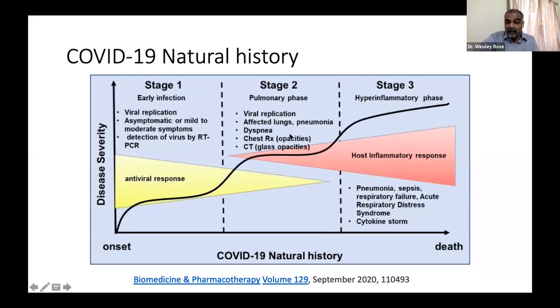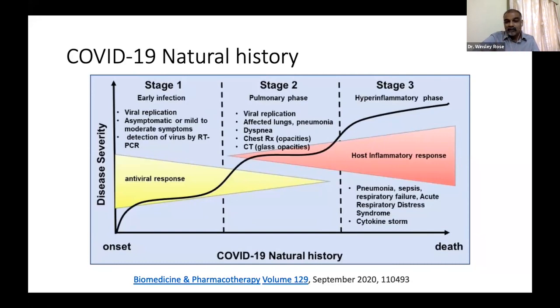Now, the first phase is about 5 days, the second phase another 5 days. So after 10 days, the virus replication has stopped. But this is when patients, if they become sick, really become sick because of the hyperinflammation that happens during this phase. This hyperinflammatory response leads to pneumonia. It affects multiple systems. It can cause a sepsis-like picture. There is respiratory failure. There are features like ARDS. All this because of the cytokine storm.